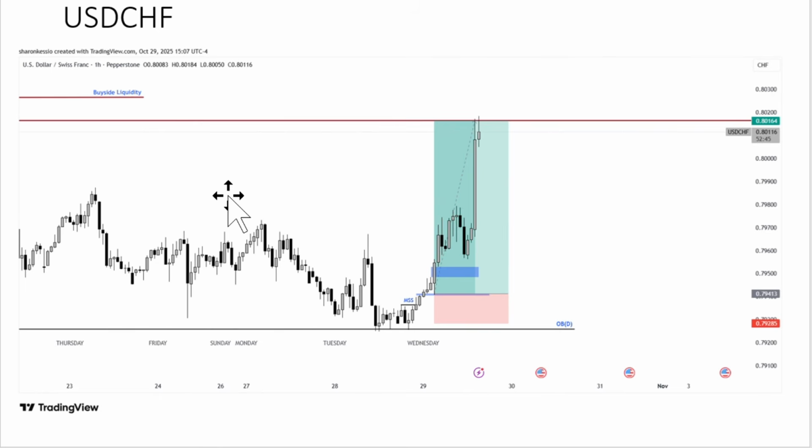Once you know what the higher time frame bias is, or the direction of the higher time frame, it becomes easier for you to get good entries on the lower time frame and let the higher time frame narrative just drive price to your targets.